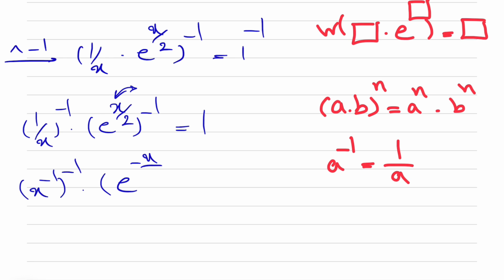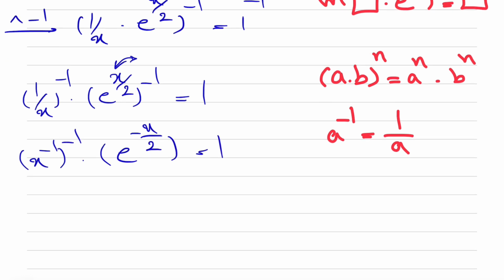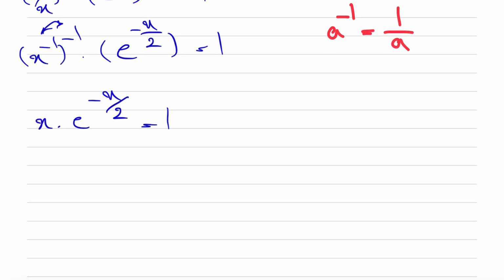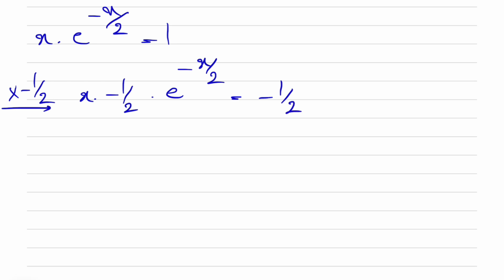e to the power of minus x over 2 is equal to 1. So same thing in here, we can multiply these two. So x times e to the power of minus x over 2 is equal to 1. So we can see if we just multiply this by minus 1/2, we will get x times minus 1/2 times e to the power of minus x over 2. And on the right side, we have minus 1/2 times 1. And if we look at this, we'll see that we are seeing the box that we were looking for. That box is basically minus x over 2.